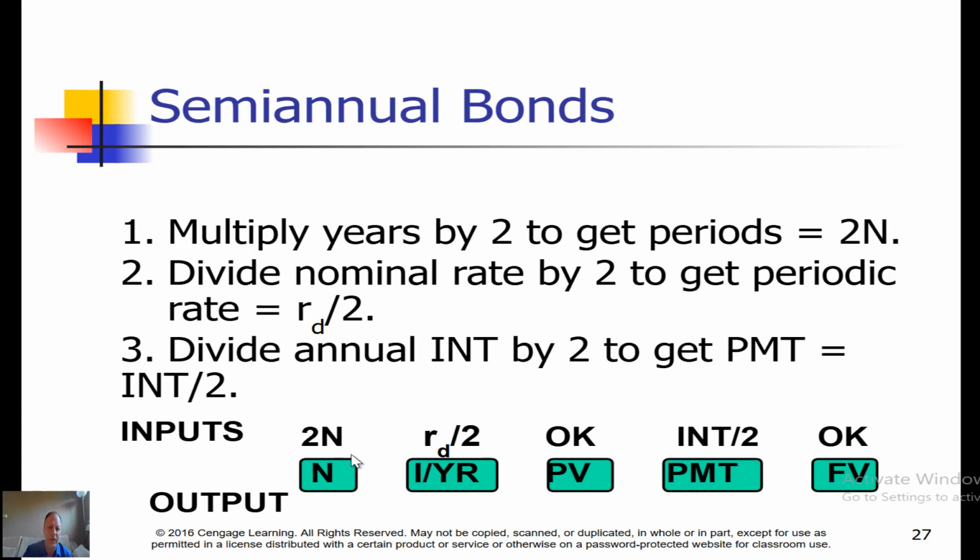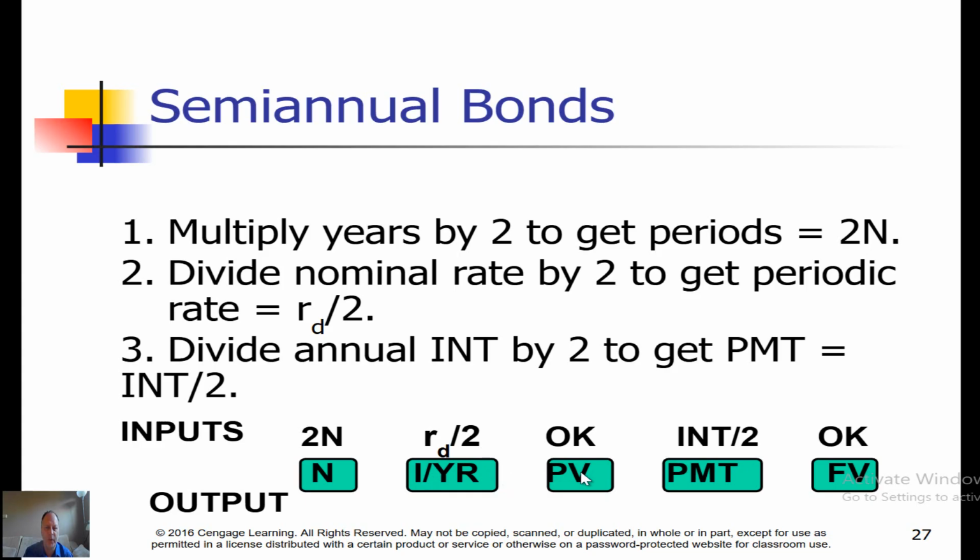Well, N does not represent the number of years. It represents the total number of payments. So you take the number of years times 2 if it's twice a year. I does not represent the interest rate per year, but the interest rate per payment. So we would take the RD, divide by 2.